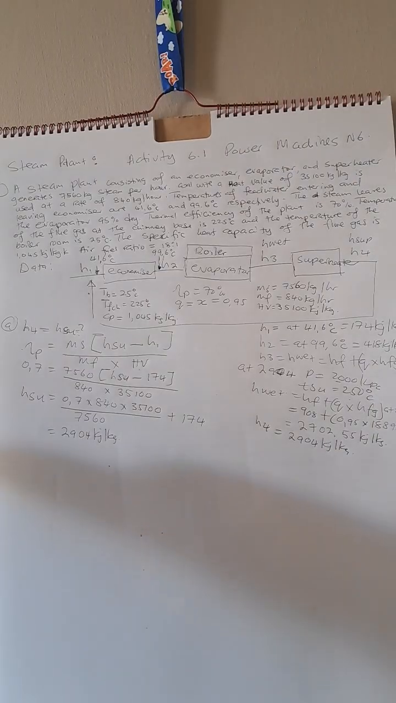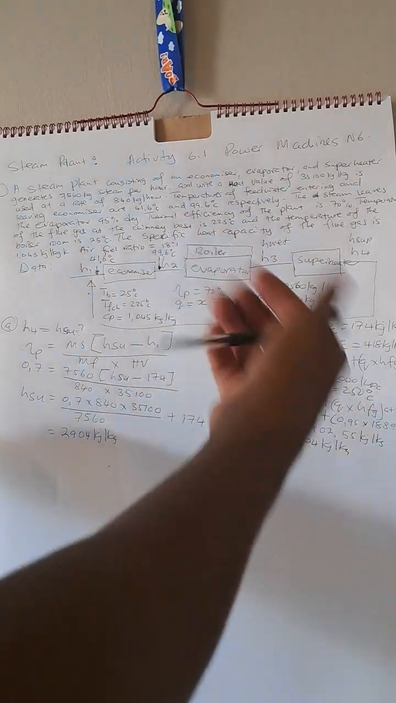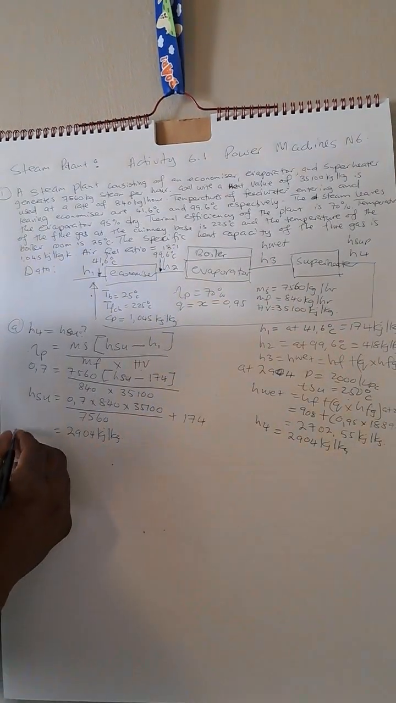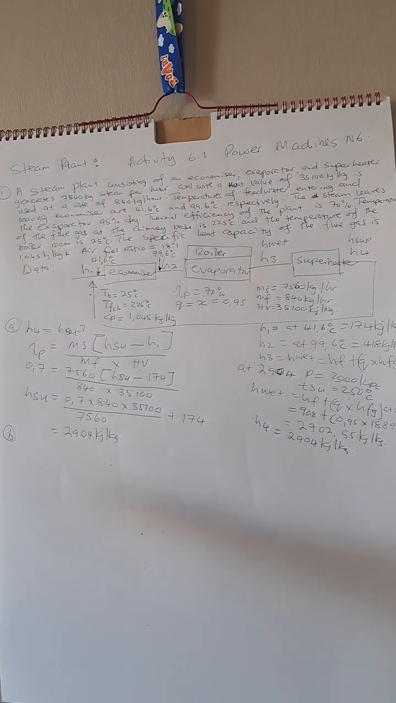They also need... Oh, so we have the temperatures and the pressure. So we are fine on number A. So we can go to number B. What do they want us to look for in number B? Number B, they want the specific heat capacity of superheated steam in kilojoules per kg.